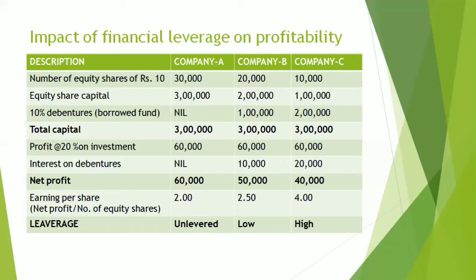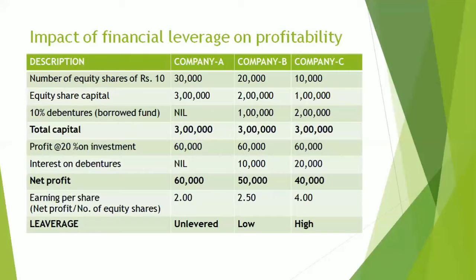You can see the number of equity shares issued by company A is 30,000, B 20,000, and C 10,000. So their equity share capital is 3 lakh, 2 lakh, and 1 lakh because the face value of an equity share is rupees 10. So 30,000 into 10 is equal to 3 lakh, 20,000 into 10, 2 lakh, and 10,000 into 10, 1 lakh. So this is their equity share capital in all the three companies.